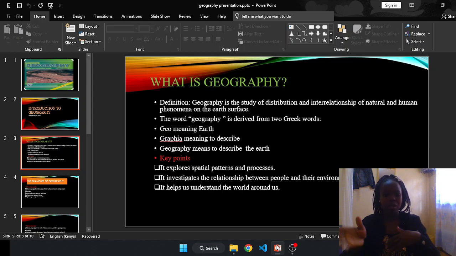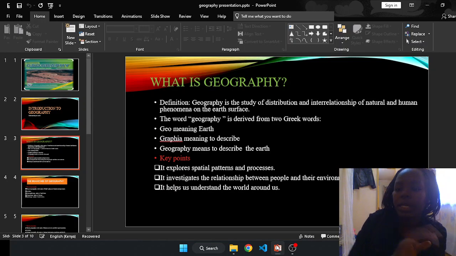So those are the key points. The key points are three. One, it explores spatial patterns and processes. Two, it investigates the relationship between people and their environment. Three, it helps us to understand the world around us. Yeah, that's all. Let's move to the next slide. I think you are getting me, you people. Any question?